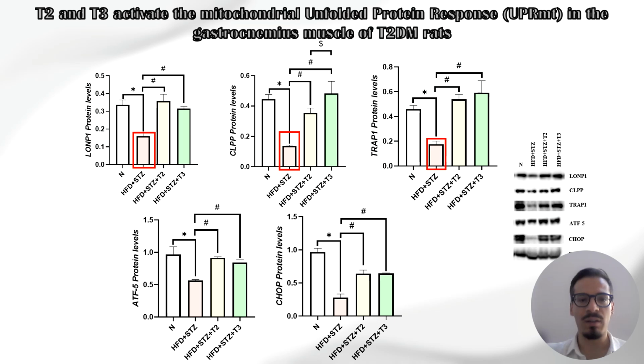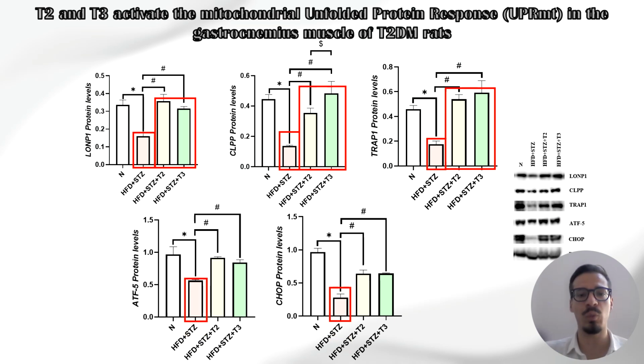The reduced levels of these proteins suggest a diminished ability to refold or eliminate damaged mitochondrial proteins, ultimately compromising mitochondrial homeostasis. Treatment with both T2 and T3 significantly restored the protein levels of these markers. Furthermore, the transcription factors ATF5 and CHOP, which orchestrate the activation of the MTUPR and regulate the expression of mitochondrial chaperones and proteases, were significantly reduced in diabetic rats, but markedly increased after T2 and T3 administration, approaching control values.